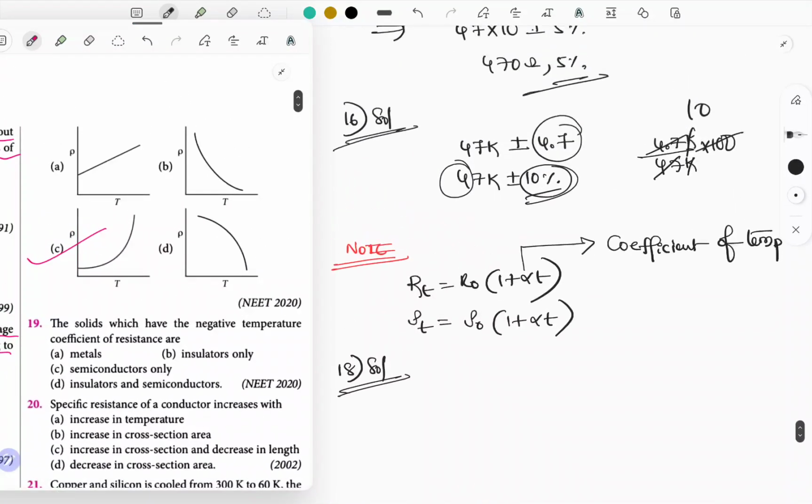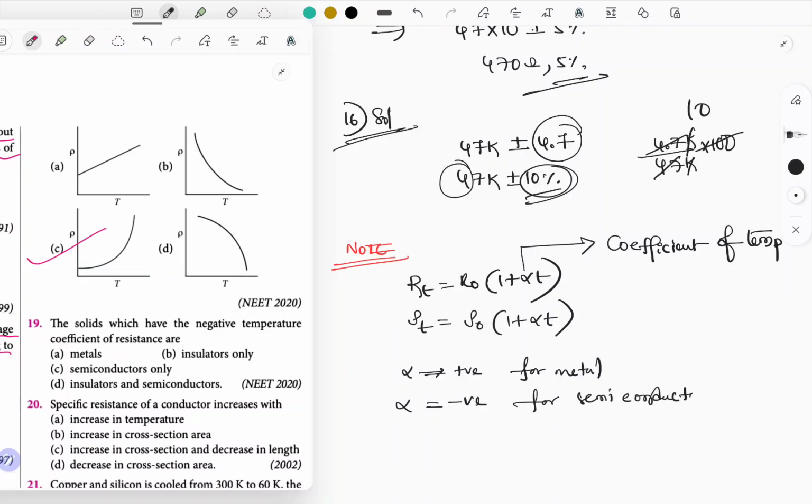So before going to that, I would like to give some more points here. Alpha is positive for metals, alpha is negative for semiconductors, and alpha is equal to 0 for non-metals like insulators. For insulators, alpha is equal to 0. So they are completely temperature independent.